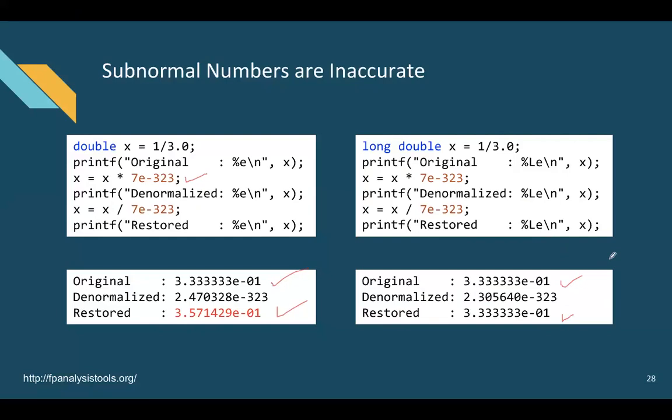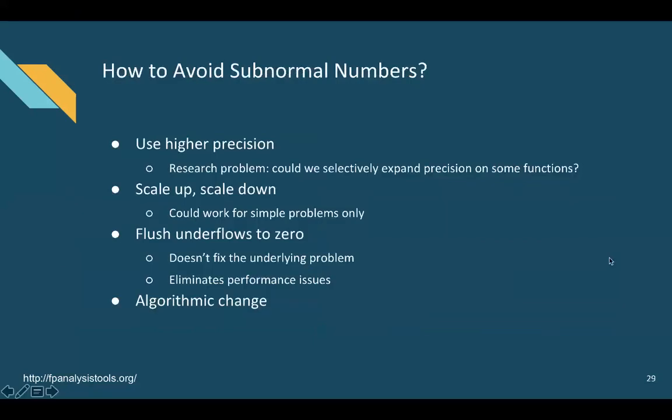So the question is, can we actually avoid subnormal numbers? By the way, we can have a full webinar only on the topic of how to have applications avoid subnormal numbers. So here I'm just going to give you some ideas to avoid them. One is you could use higher precision. As I presented in the previous example, if you use higher precision, that is not a problem necessarily. It could be a problem, but maybe not for the inputs that you have.